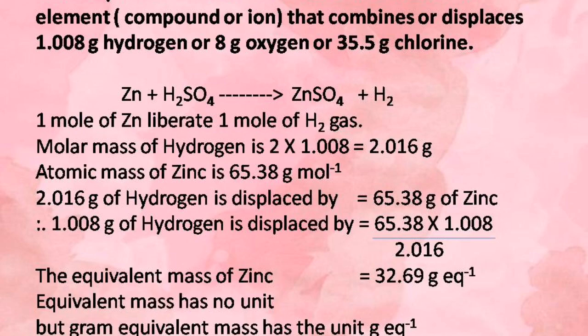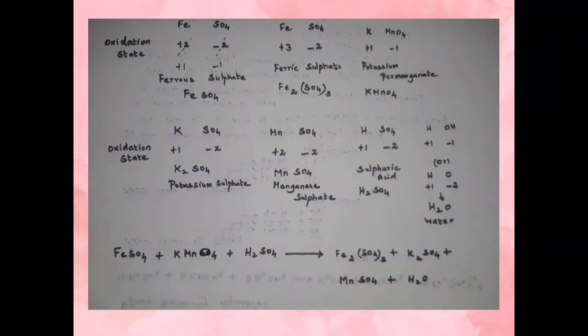One more thing: if equivalent mass alone is asked, there is no unit, but gram equivalent mass has a unit. The unit is gram per equivalent. So far we learned gram equivalent mass, but the mole concept requires a balanced equation. So according to that, we are going to see another example.